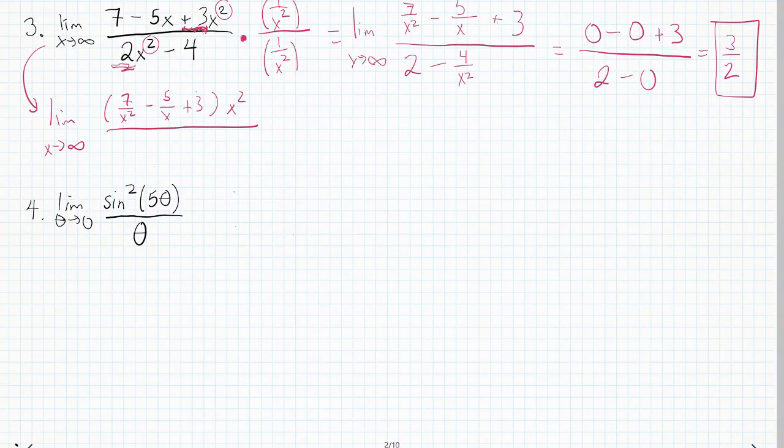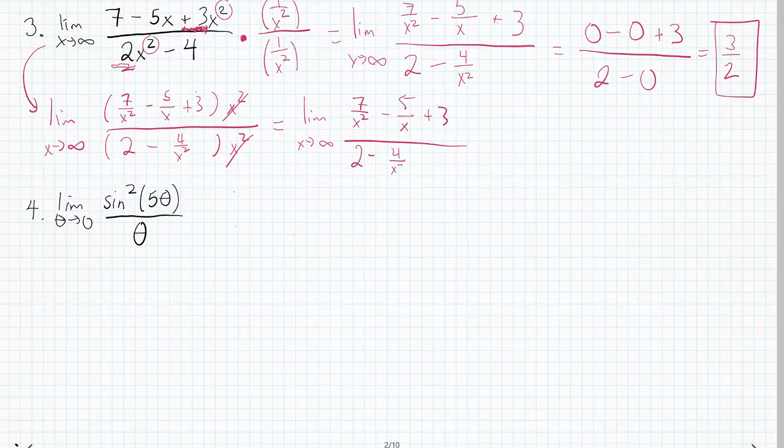And then if we factor out an x squared in the denominator, what are we left with? We're left with 2 minus 4 over x squared. And so notice in this case your x squareds cancel, and so just a slightly different approach. You get the limit as x approaches infinity of 7 over x squared minus 5 over x plus 3 all over 2 minus 4 over x squared. Okay? And we found that that equals 3/2 just up above. So you have two different ways to approach it if you want to work it out.